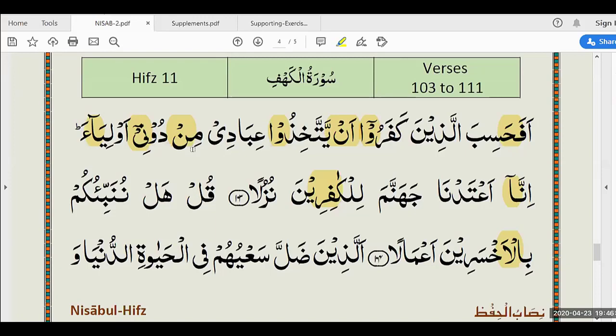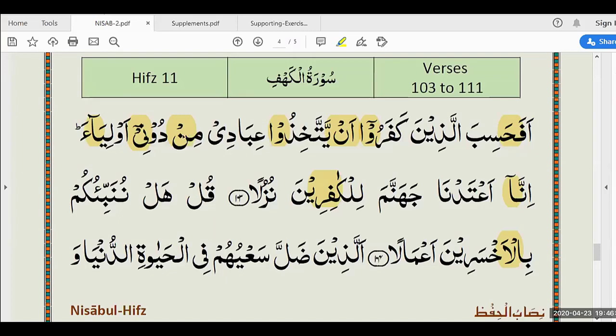Min duni. Okay. Now, the mistake here is that we're not going to do a full noon sound. We have to hide the noon sakin sound. So this rule is called ikhfa rule.